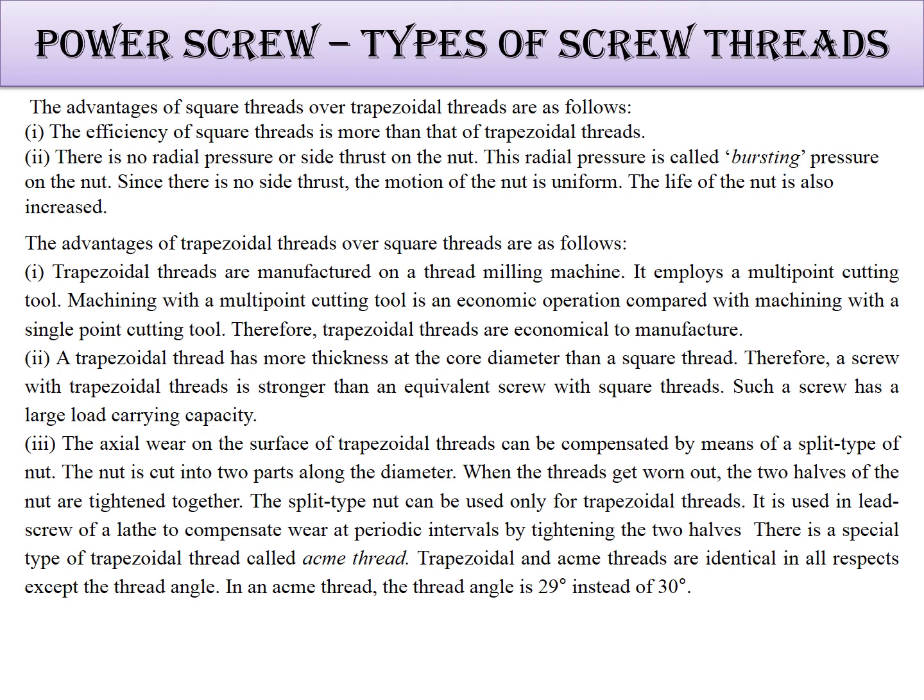It is used in the lead screw of a lathe to compensate wear at periodic intervals by tightening the two halves. There is a special type of trapezoidal thread called the acme thread, in which the angle between the two threads is 29 degree. It is nothing but the same features are there, only a change in angle. A 29 degree angle is there and it is made an acme thread.